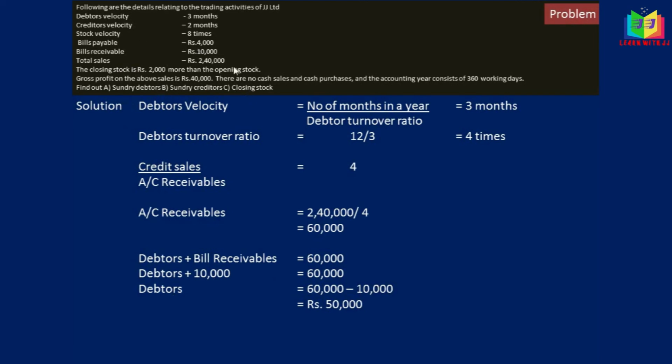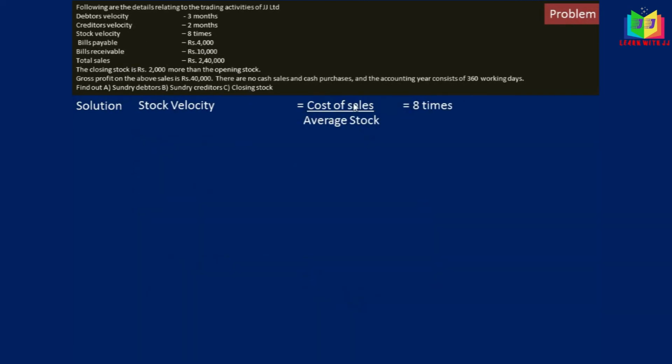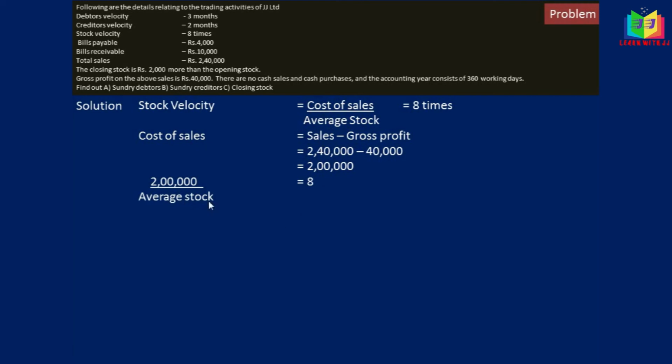We'll go with that stock velocity formula. Okay, stock velocity equal to cost of sales divided by average stock, that is given 8 times. Okay, here we have to find out the cost of sales. We have sales and gross profit. Cost of sales is nothing but sales minus gross profit. So the cost of sales is 2 lakh here. Okay, if we substitute in the formula, we'll get the average stock. Okay, average stock is 25,000.